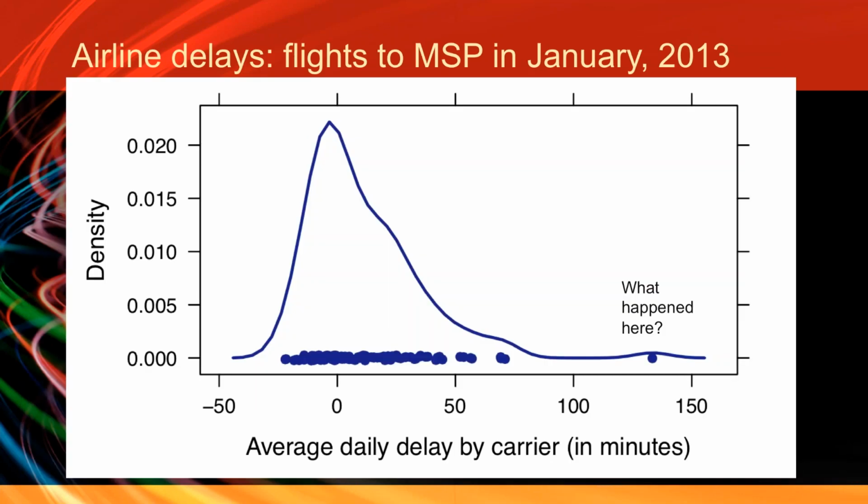So here is a plot of the average delay by day and carrier of flights to Minneapolis-St. Paul from New York City airports in January 2013. We can see this density plot that comes together from the average delay. We see that most flights, the average delay is on time for those carriers. They may have like 2 flights per day. They may have 10 flights a day. There's some interesting things going on.